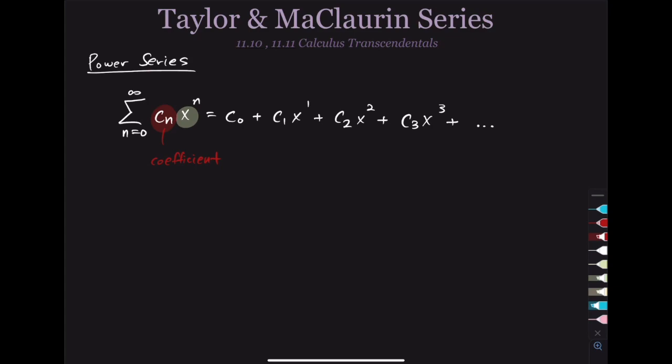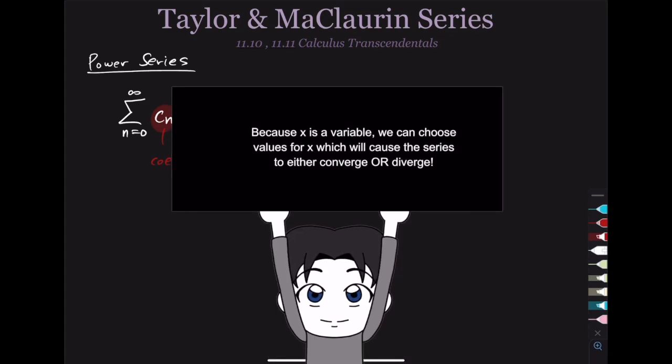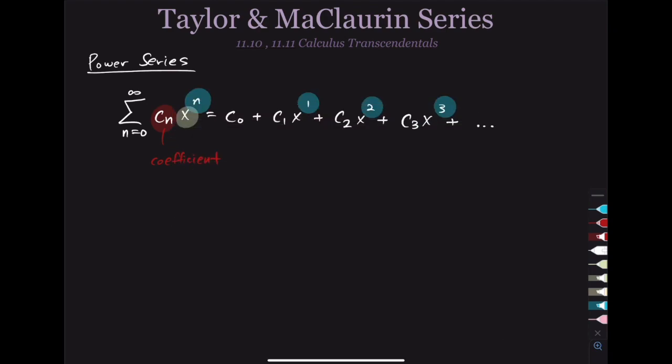A power series is a bit different from the other series we've encountered because each term has a variable to a power. Before, we only dealt with numbers, but now each term has the variable x. Keep in mind, because x is a variable, we can choose values for x which will cause the series to either converge or diverge. Recall that the sum of a power series can be rewritten as a function of infinite sums. A sigma notation just means to sum up.